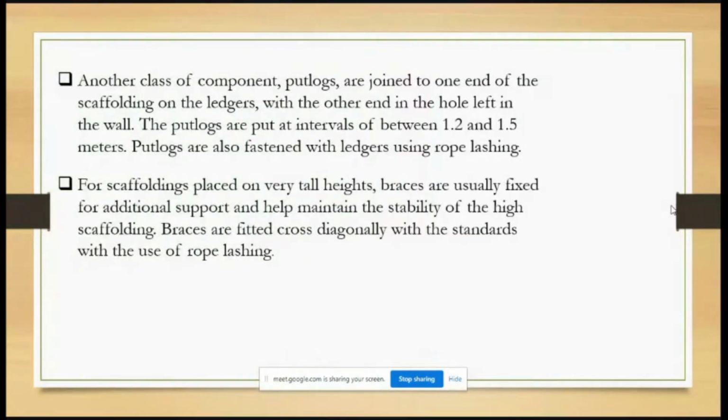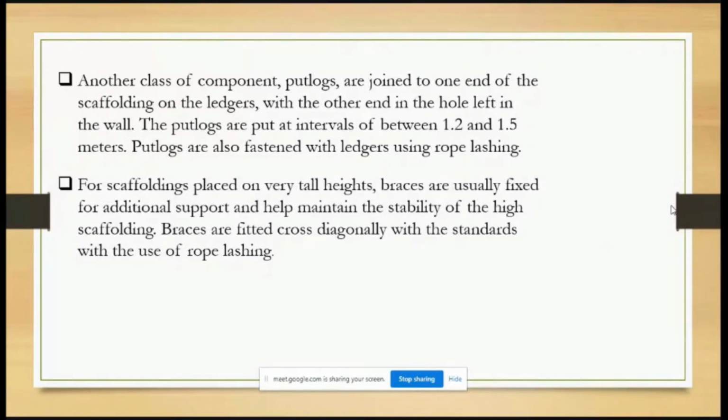Here we can see the putlocks. Putlocks are joined to one end of the scaffoldings on the ledgers, with the other end in the hole left in the wall. The putlocks are put at intervals of between 1.2 to 1.5 meters. Putlocks are also fastened with ledgers using rope lashing.